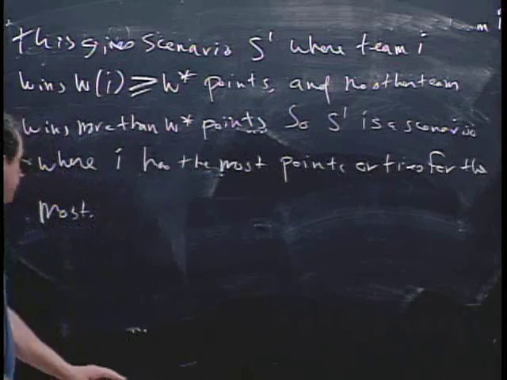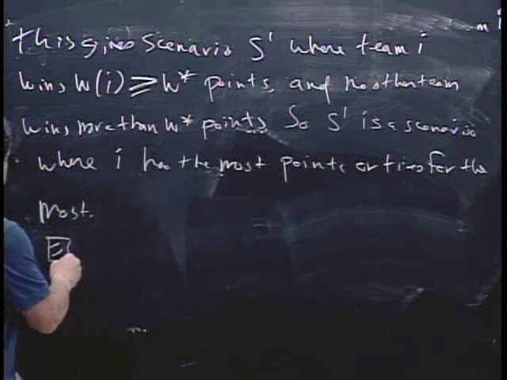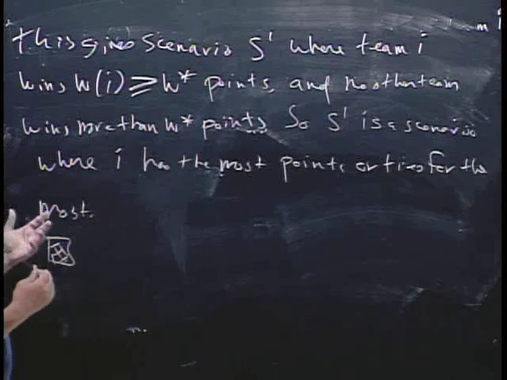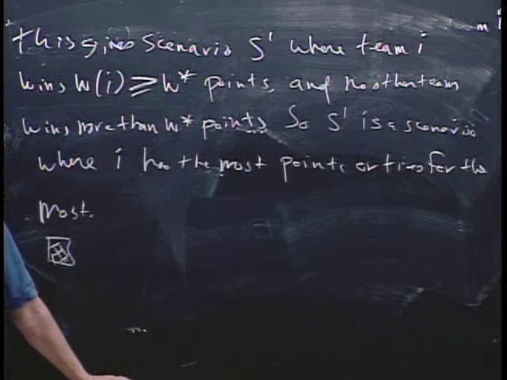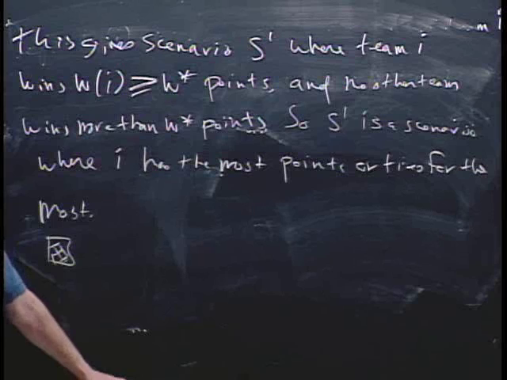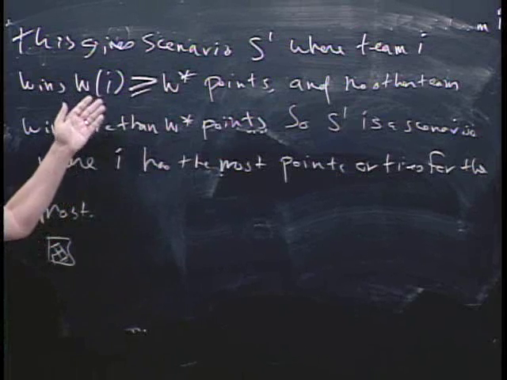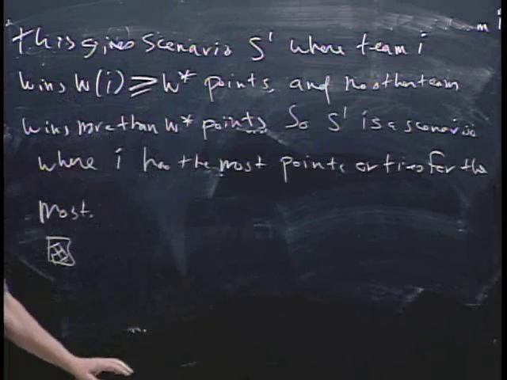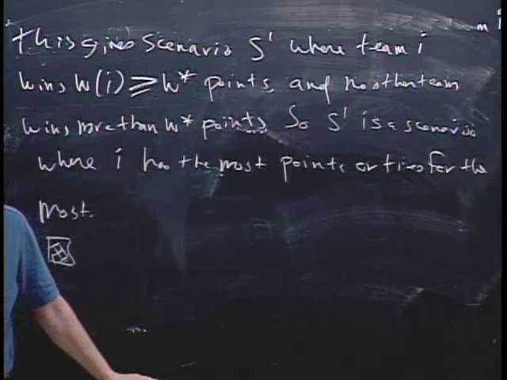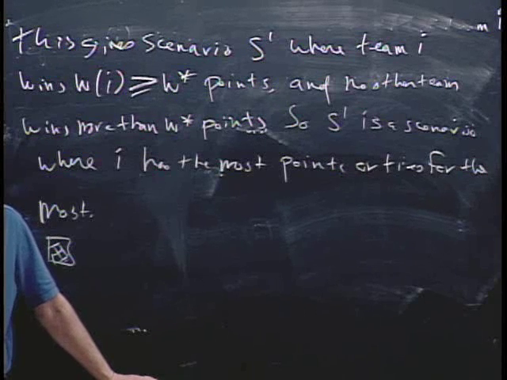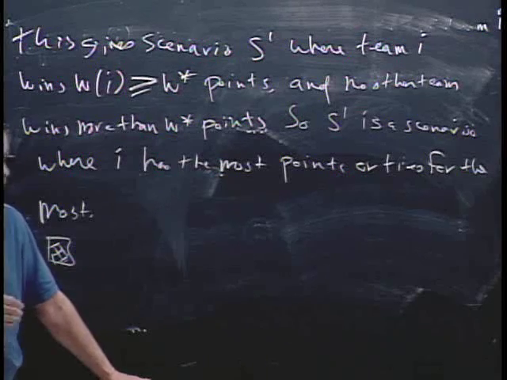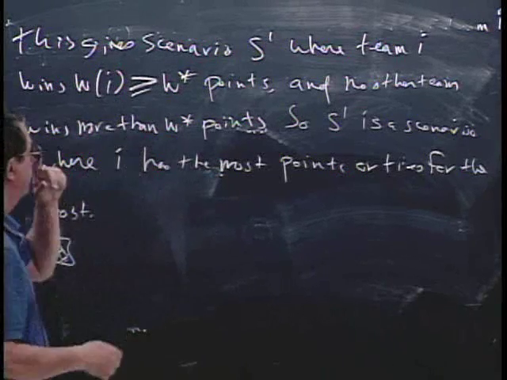Okay, so that's the proof of the theorem, that there is this magical threshold, W star, which if you could find it and compute it, you could then look at WI for each team I and compare it to W star, and you would know under our present definition of elimination whether or not team I is eliminated. Is there a scenario where team I can win the most number of points or at least tie for the most number of points? And this ties all those questions together.